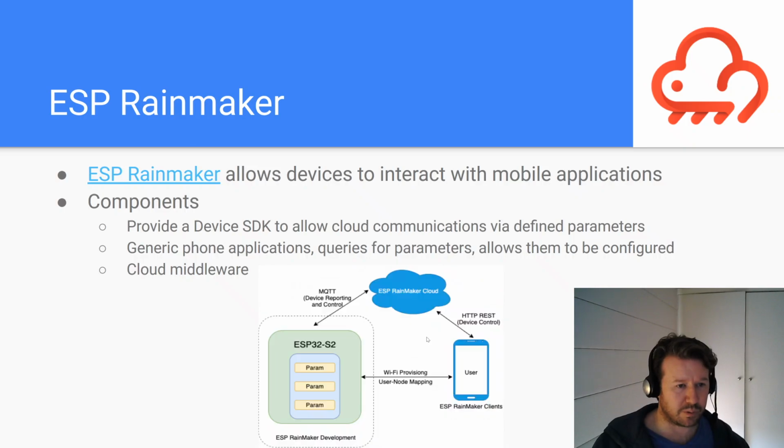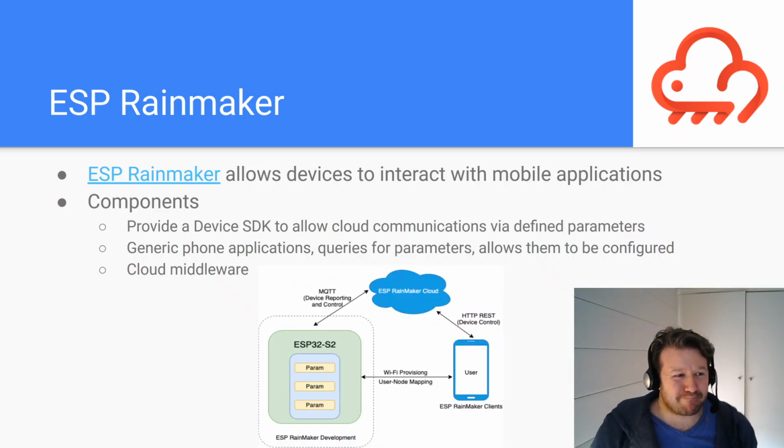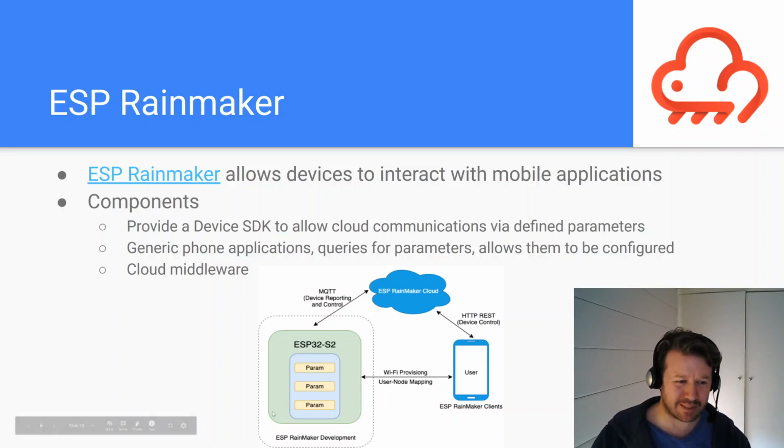Espressif news while we're on the ESP32 and 8266: Rainmaker. Espressif announced that they were going to support this Rainmaker system. It appears to be Espressif's cloud play, I suppose. It's kind of three components: a device SDK, a cloud system, and some mobile applications. And it's kind of interesting.